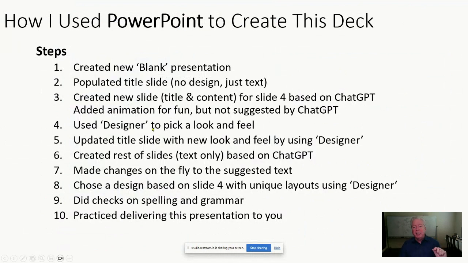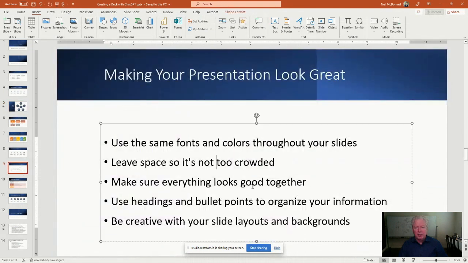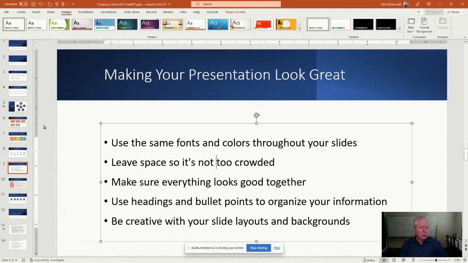So I created that, and then I used this designer tool. This is the part I want to show you. So I used AI and ChatGPT to create the content, right? And when I was in here, if you come into design, really anytime you're building any slide, a designer thing will pop open.